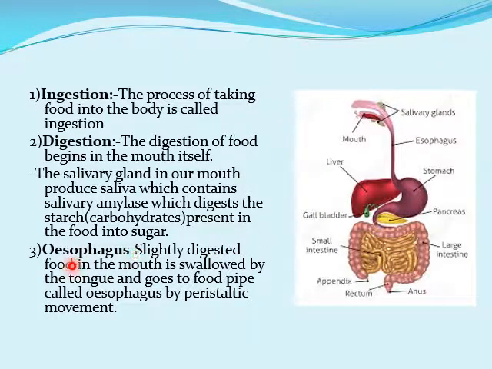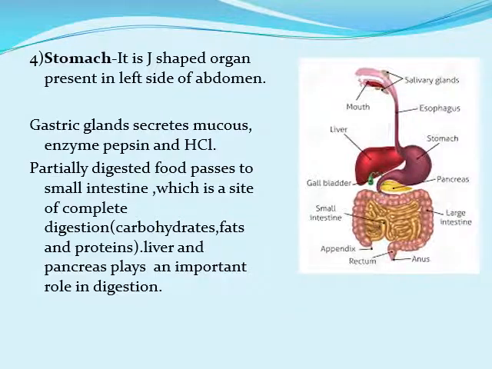The esophagus is a part of our body which helps in moving the food down, and the movement which makes the food go down is known as peristaltic movement. Now, if you observe here, the stomach is a J-shaped organ. You can observe it. The food comes from this esophagus or the food pipe. It comes down to the stomach.